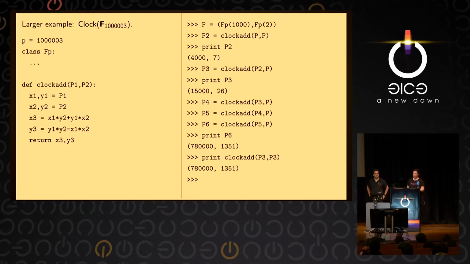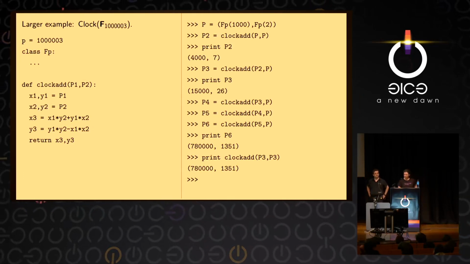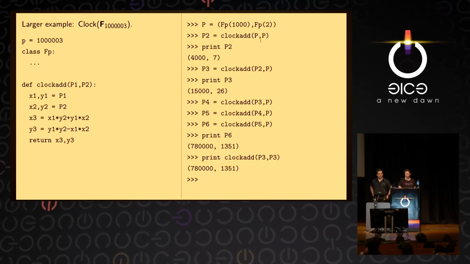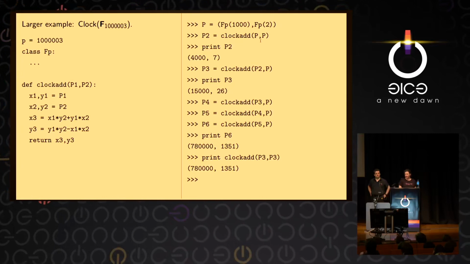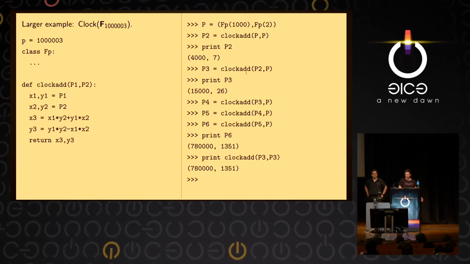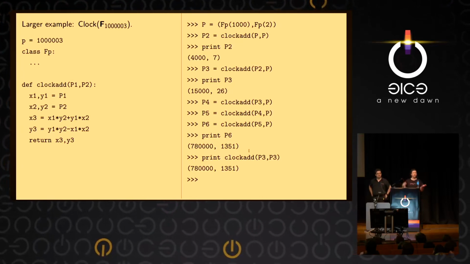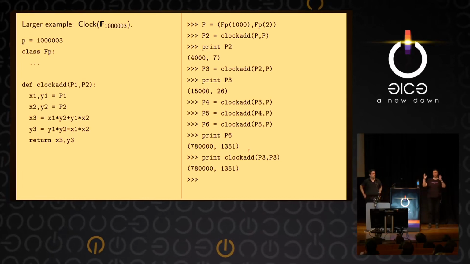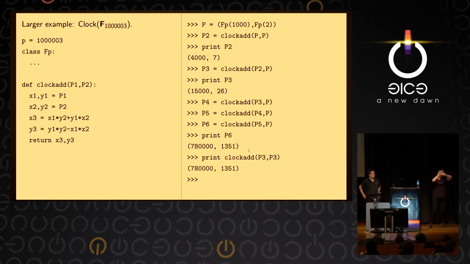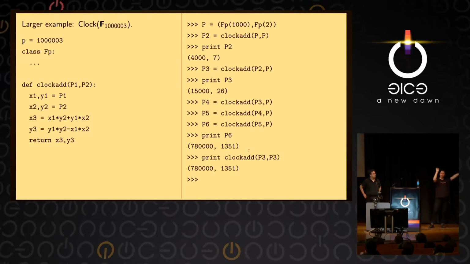So I can now take this point and add it to itself. Just plug in P and P into the addition, that gives 4,007. I can add it to itself again. I can add it again, until I get, say, 6 times the point. So 6 times the point means take the point, plus a point, plus a point. In the end, I have 6 copies, add them together, and I get this point.